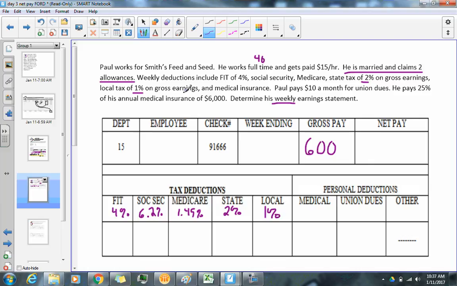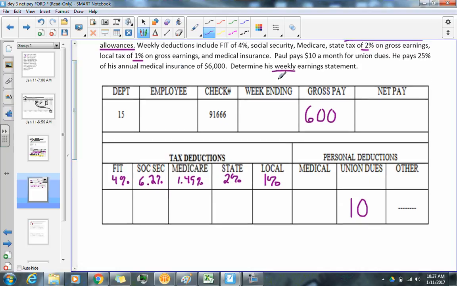All right, it says Paul pays $10 a month for union dues, so union dues is 10 right here. But here we go, this is where it gets a little challenging with medical. He pays 25% of his annual medical insurance of $6,000. So we're going to have to do a little bit of a multiplication problem here. His overall health insurance is $6,000. That's how much it costs. He pays 25% of that. So I need to figure out how much he pays.